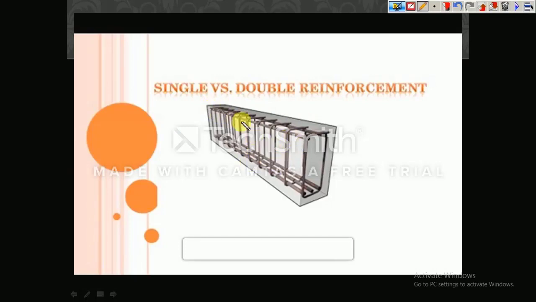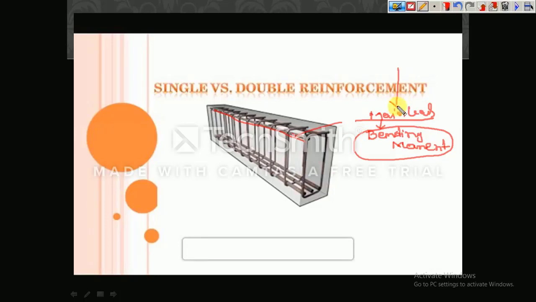One steel is running longitudinally and the other one is in the transverse direction. This longitudinal steel which is running like this is called the main bar. The main bar resists the bending moment. What is the purpose of providing the main bar? The main bar is provided to resist the bending moment.